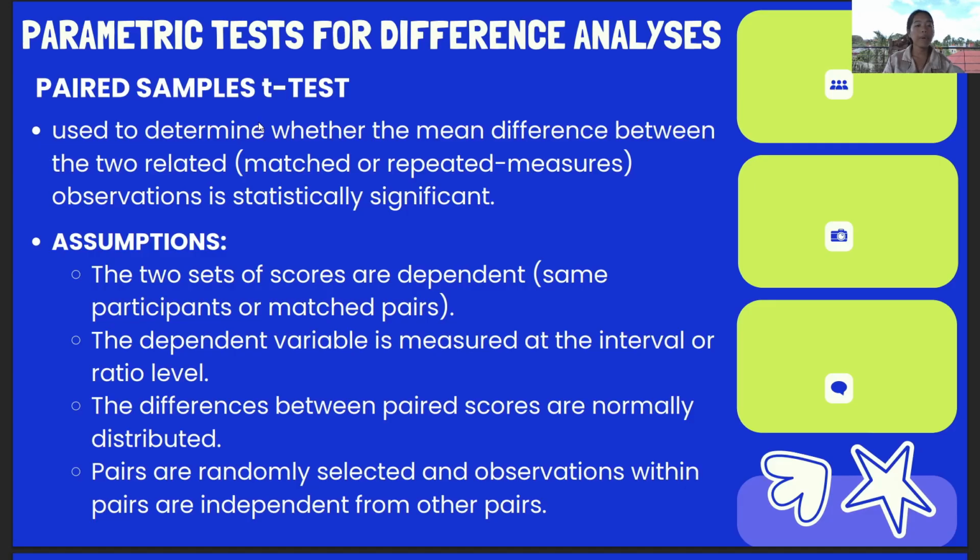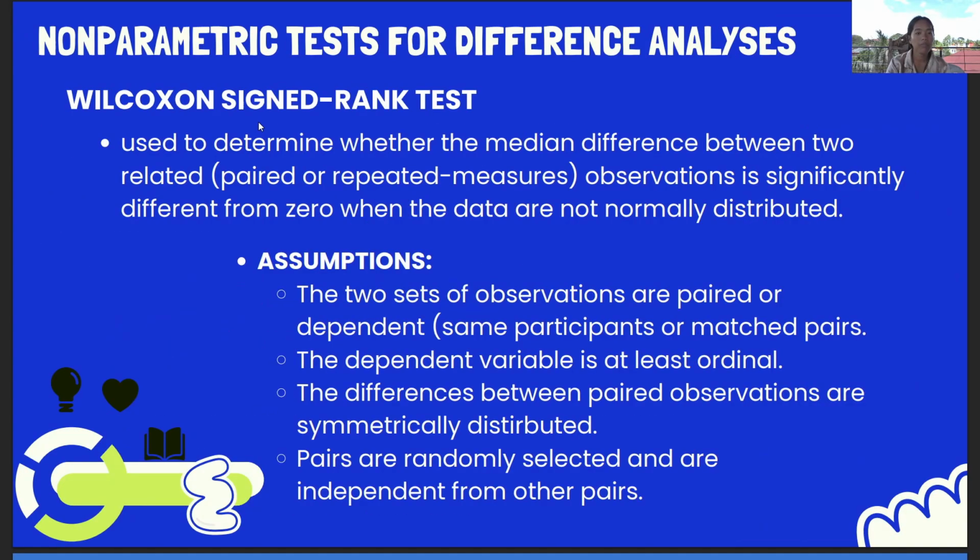We also have the paired sample t-test. It is used to determine whether the mean difference between two related, matched, or repeated measures observations is statistically significant. So again, here are the assumptions. The two sets of scores are dependent, as in matched pairs of participants. Second, the dependent variable is measured at the interval or ratio level. Third, the differences between paired scores are normally distributed. And the last one is pairs are randomly selected and observations within pairs are independent from other pairs.